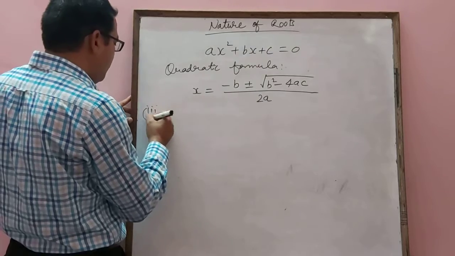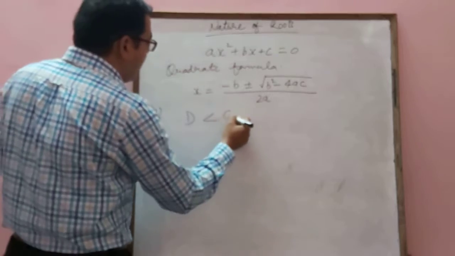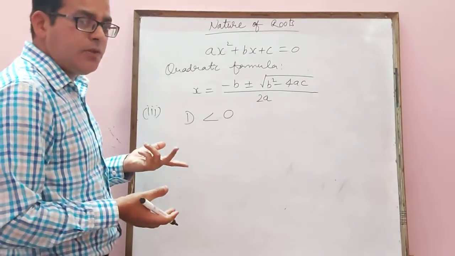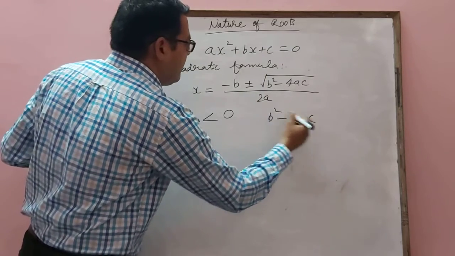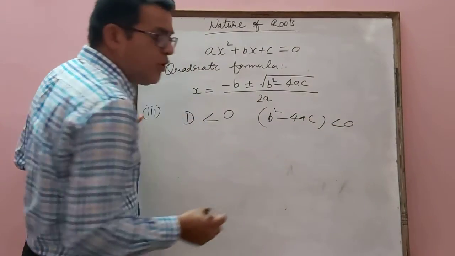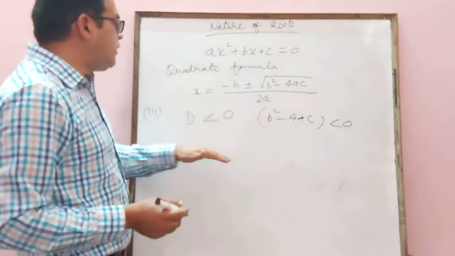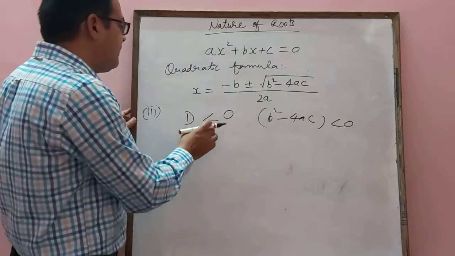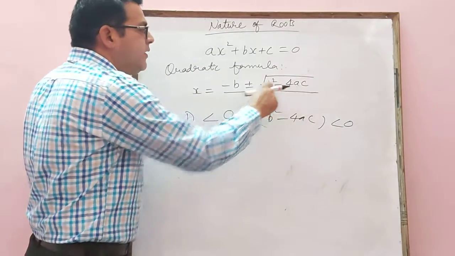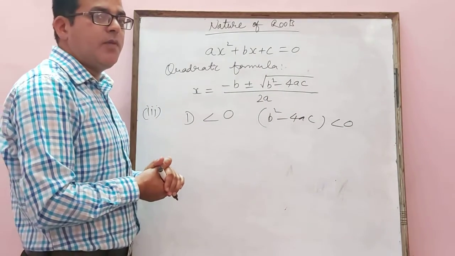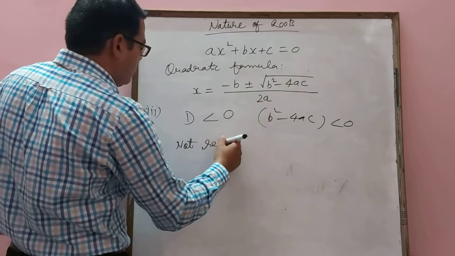Now what will be the third case? If the value of D is less than 0. It may happen also. Suppose the value of b square minus 4ac is less than 0. Less than 0 means it is negative. And we know that if the value of D is negative, we can't find the square root of negative numbers. So in this case, no real roots.